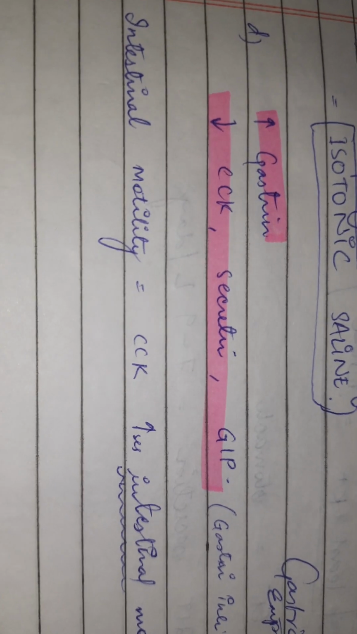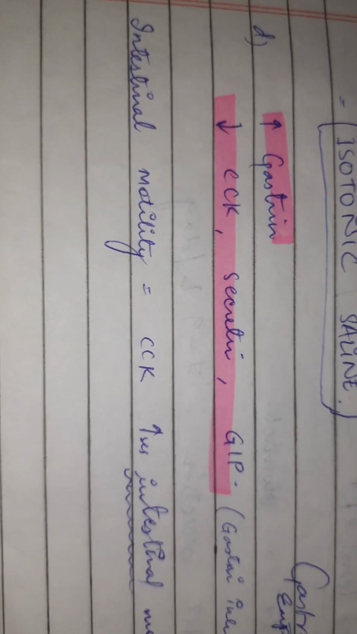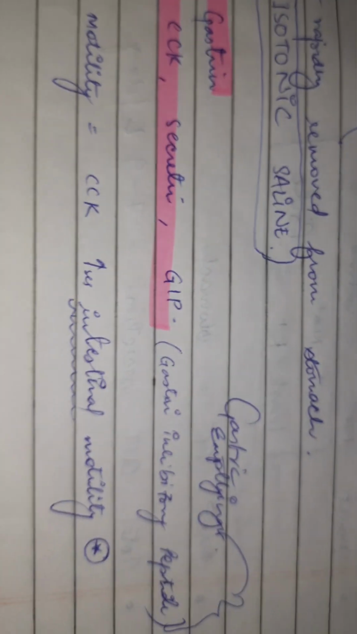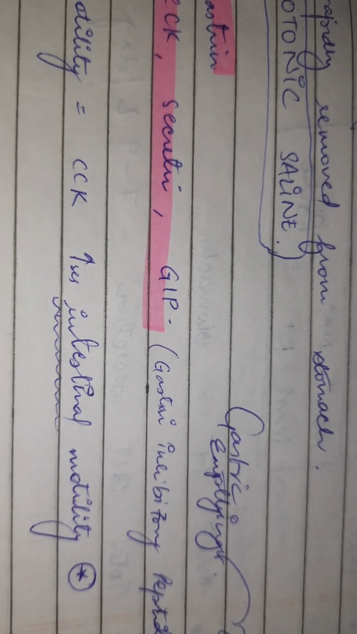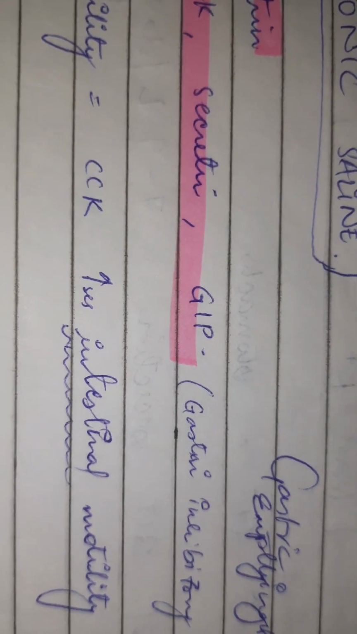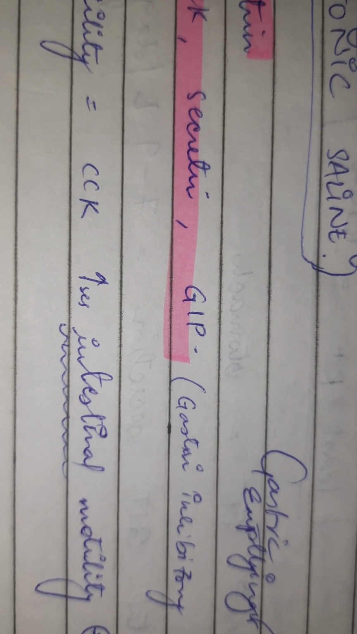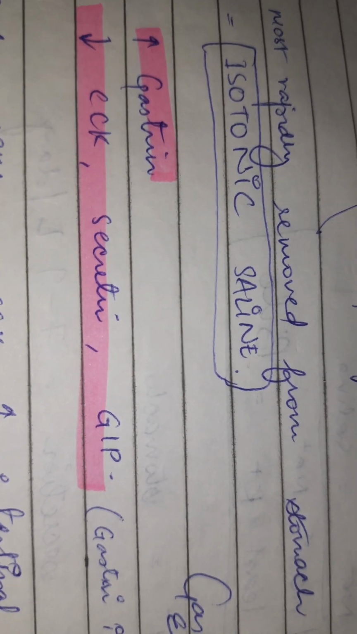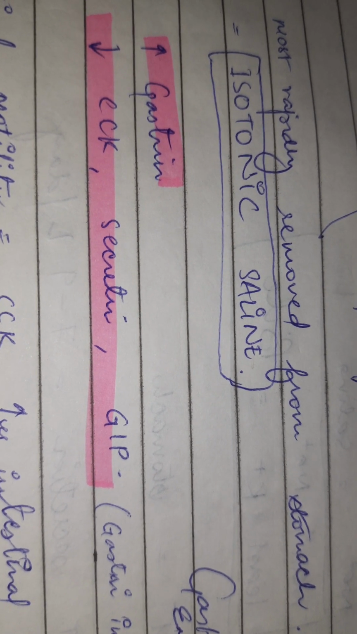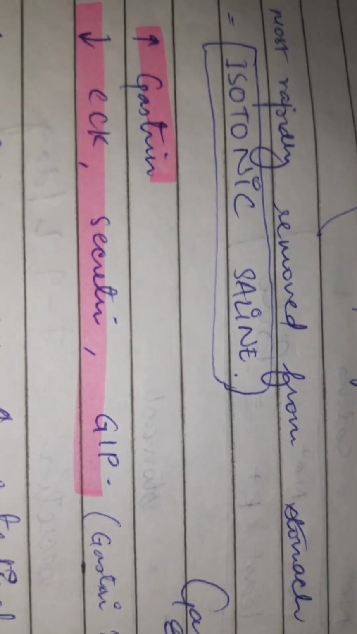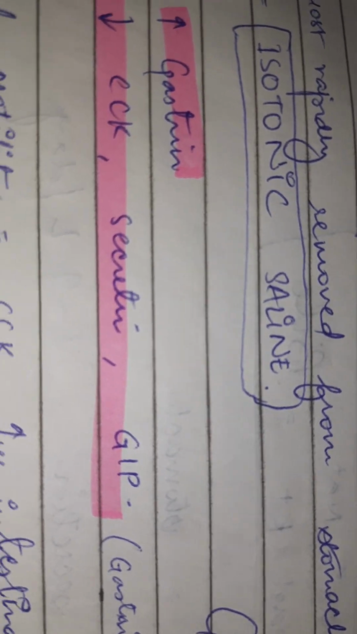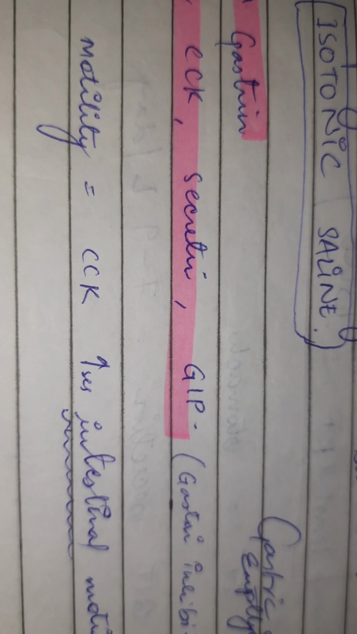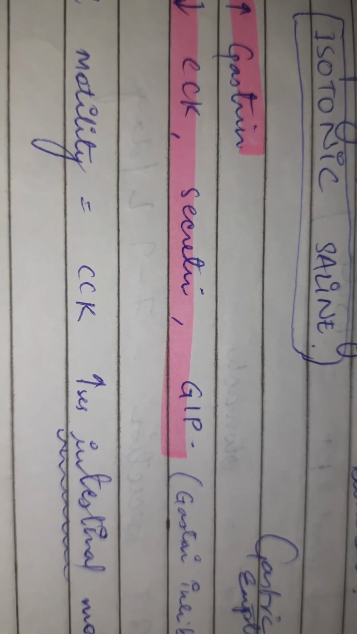Okay, intestinal motility. CCK increases intestinal motility. Yes, this point we have to remember. CCK increases intestinal motility, but it decreases gastric emptying. Which means the food stays in the stomach because of CCK, but in the intestine, because of CCK, the food's motility increases. Then GIT secretions.